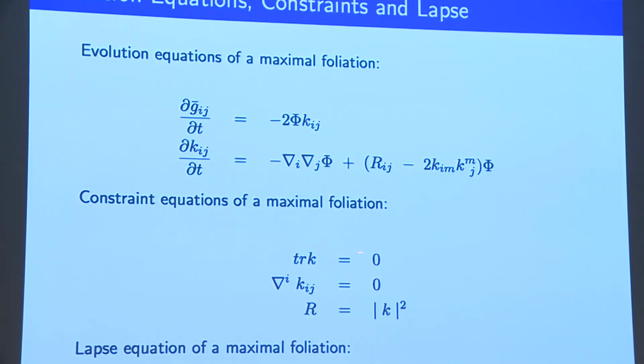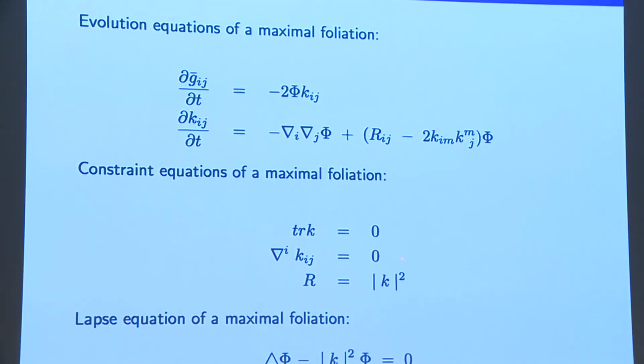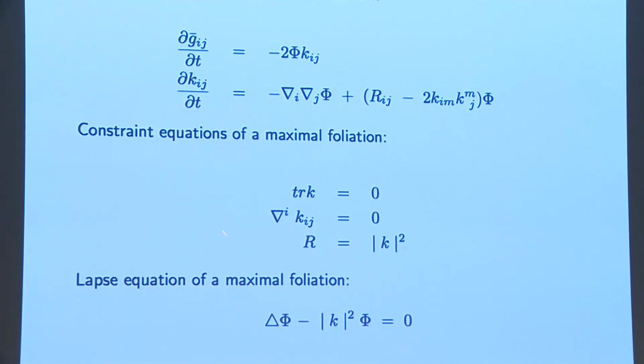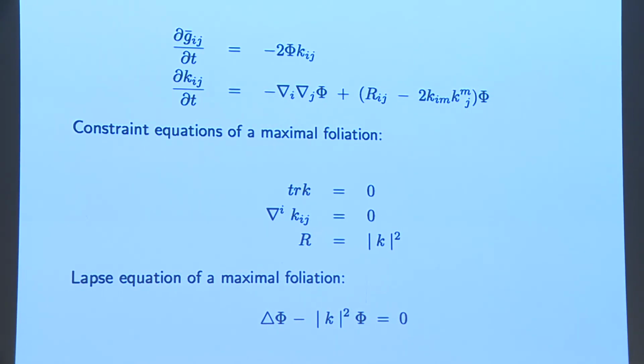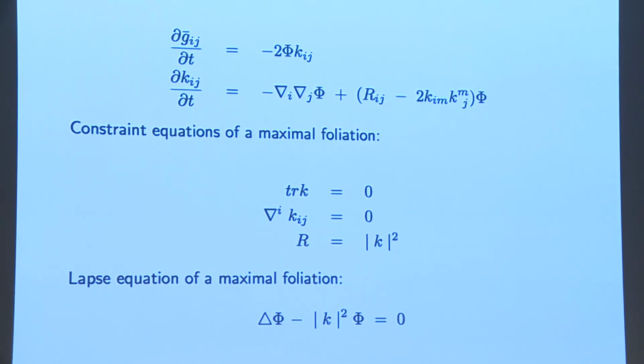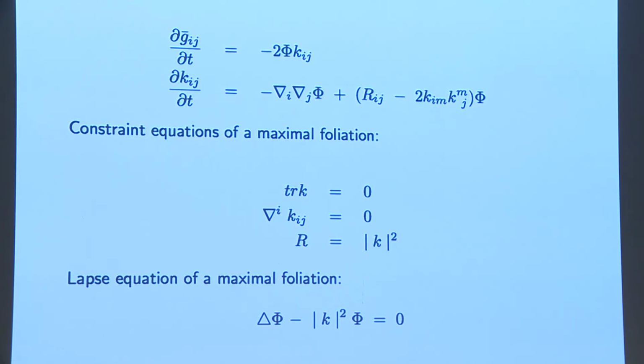And if I choose a maximal foliation, meaning that the trace of K is 0, the constraint equations reduce to this set of equations. And in addition, I have an equation for the lapse of a maximal foliation to look like that. And again, you can put this into hyperbolic form, etc., and work with that.